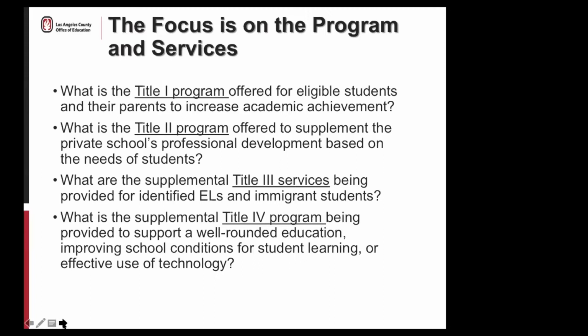So for Title I, you look at the purpose of Title I, right? Increasing academic achievement for low-performing students. So what's the Title I program going to be for eligible students and parents in the private schools? For Title II, what services will be offered to supplement the private school's professional development program based on the needs of students? Title III, you're looking at what services are provided to EL and immigrant students. What are the needs for services and what are those services? That's where it should start, just like your public school program. And then the same with Title IV, looking at the allowable areas under Title IV.